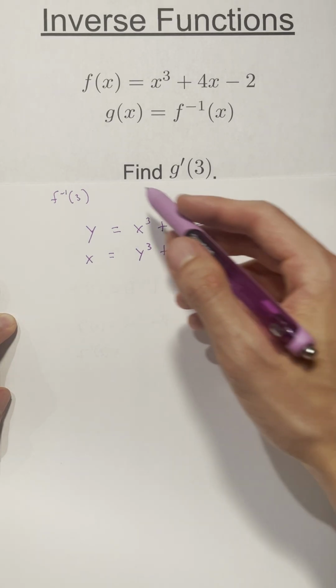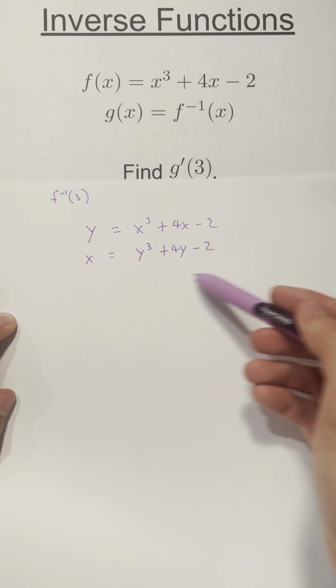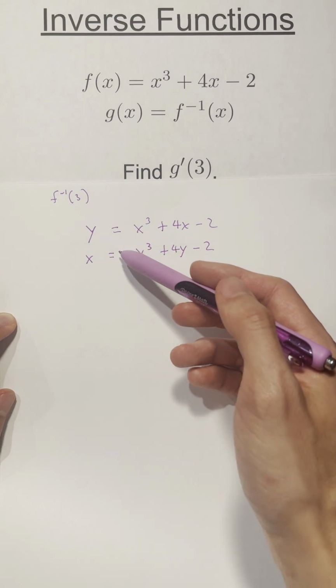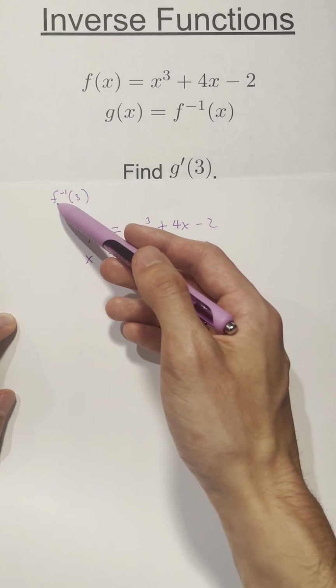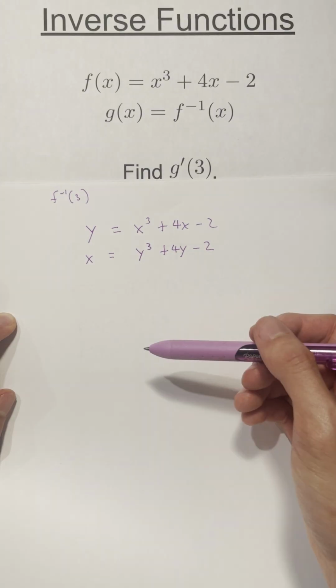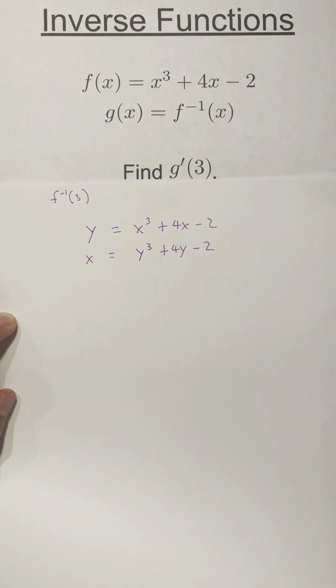By the way, whatever I write down on this sheet of paper, you don't have to write down when showing your work. I'm just writing it down to elaborate on certain things. Okay, so this is for the inverse. So if I want to find f inverse of 3, what do I need to do with this equation? Plug in 3.